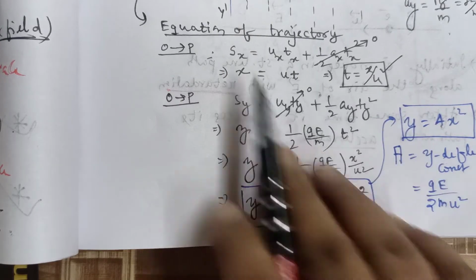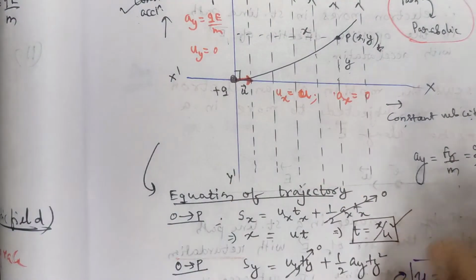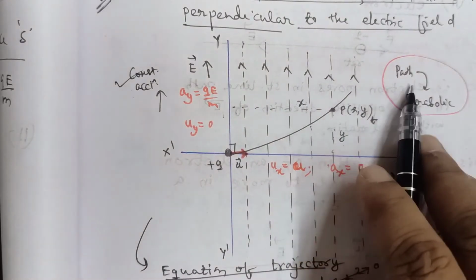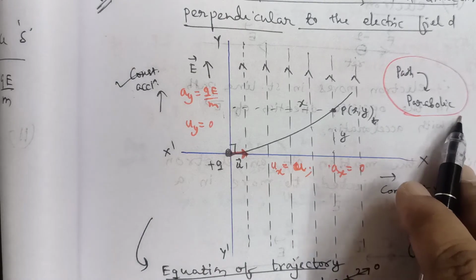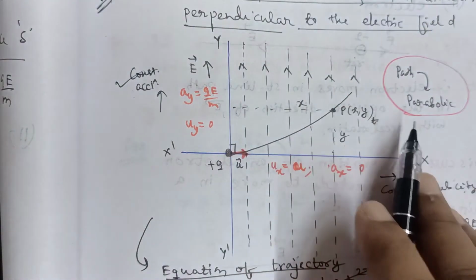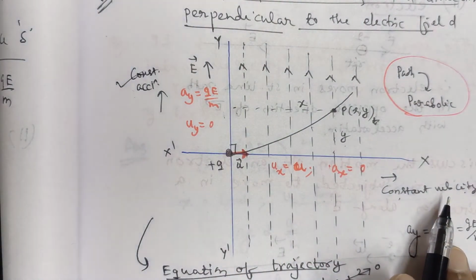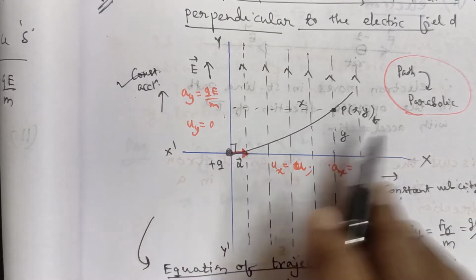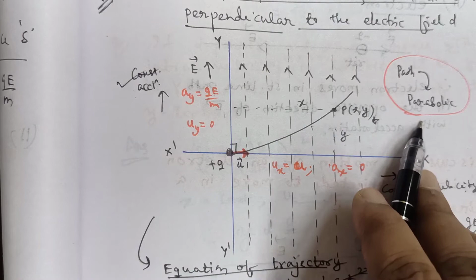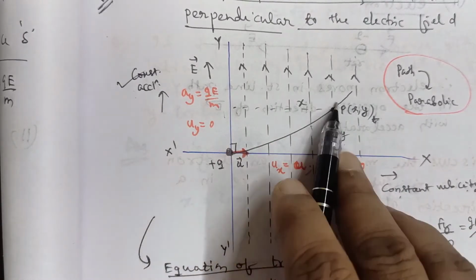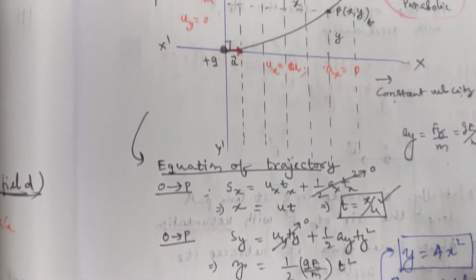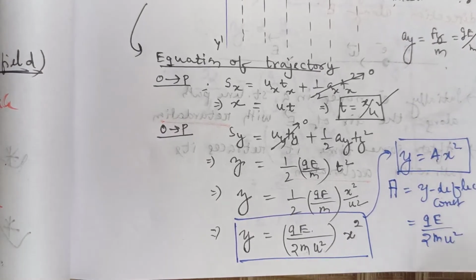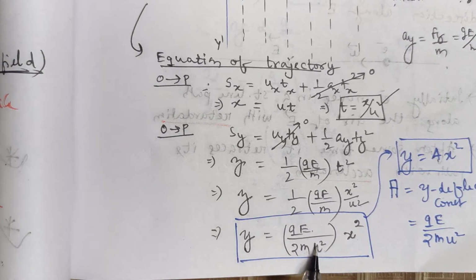This mathematical equation is very similar to a parabolic path. So we can say that when the charged particle moves in a direction perpendicular to the field, then the path will be parabolic. If it is at rest or moves along the direction of the field, the path is a straight line. If it moves perpendicular to the field, the path is parabolic. If an exam question asks to find the equation of trajectory, you can derive this formula. Now you see this constant value.